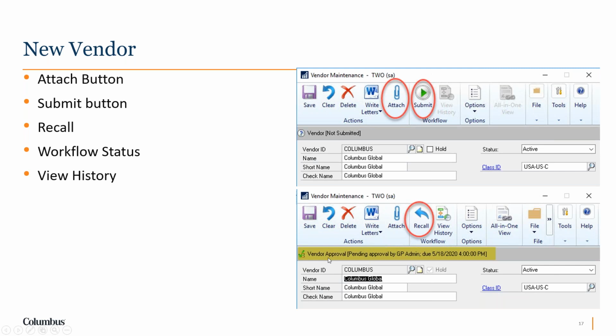And then you'll notice if you pull this vendor back up again, you'll have a status here that has the vendor approval pending approval and the date that it's due and the time that it's due. You also notice you'll have a recall button if you wanted to recall it. So say maybe you forgot to change something or add something, you could recall it and then resubmit it. Once you hit the recall button, make your change, there'll be a submit button again that you can submit it.